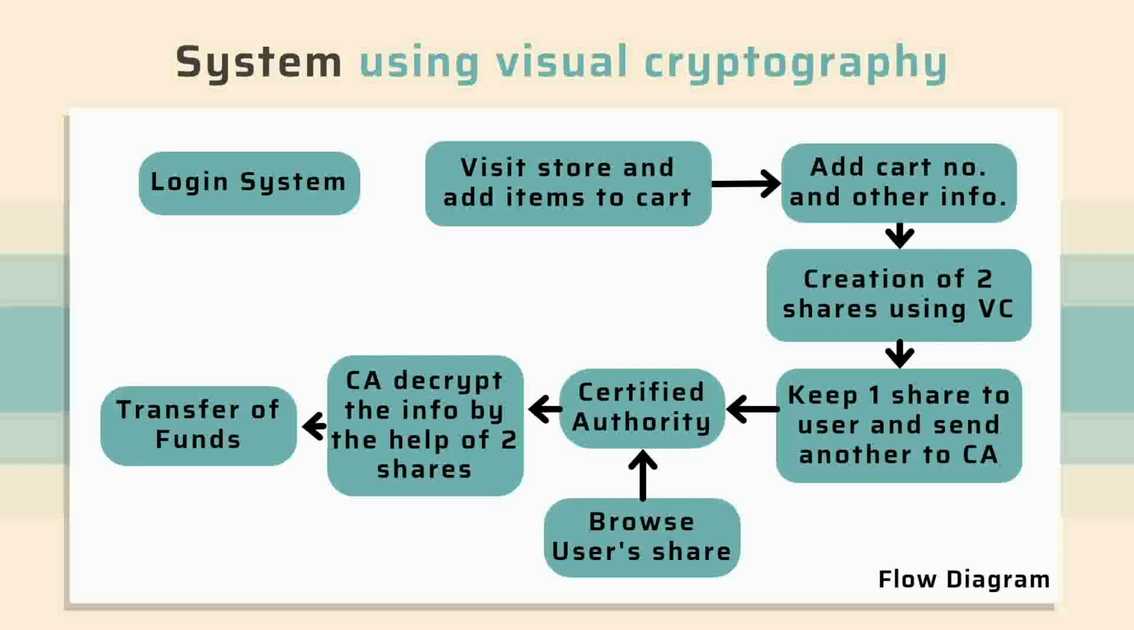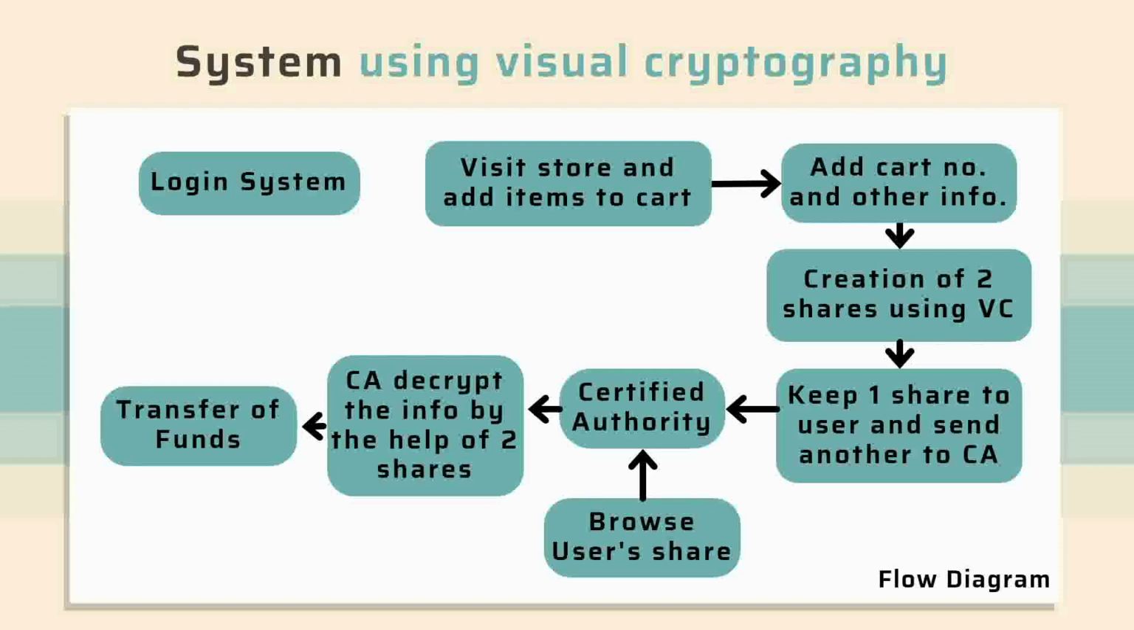Let's see how. If we implement visual cryptography in the system we discussed, let's say there are three actors in this case. The first actor is the person who wants to buy something. The second actor is the Amazon website from where he or she wants to buy, and the third actor is the bank, let's say SBI bank.